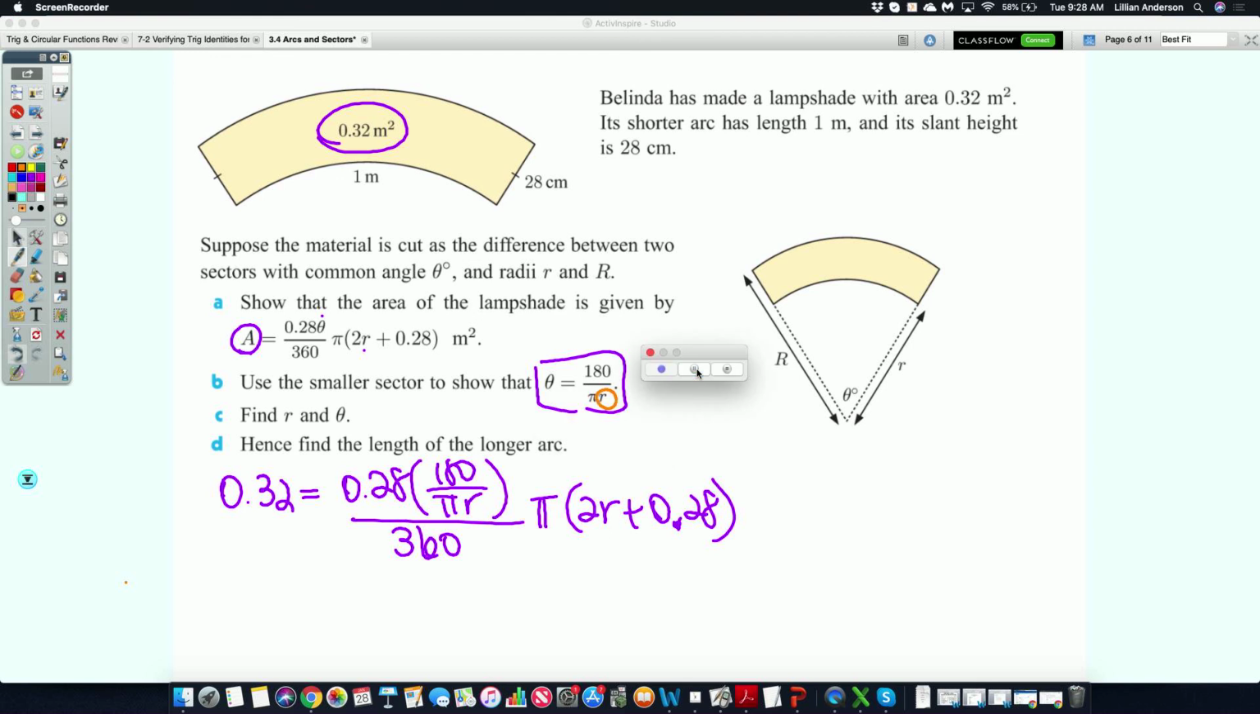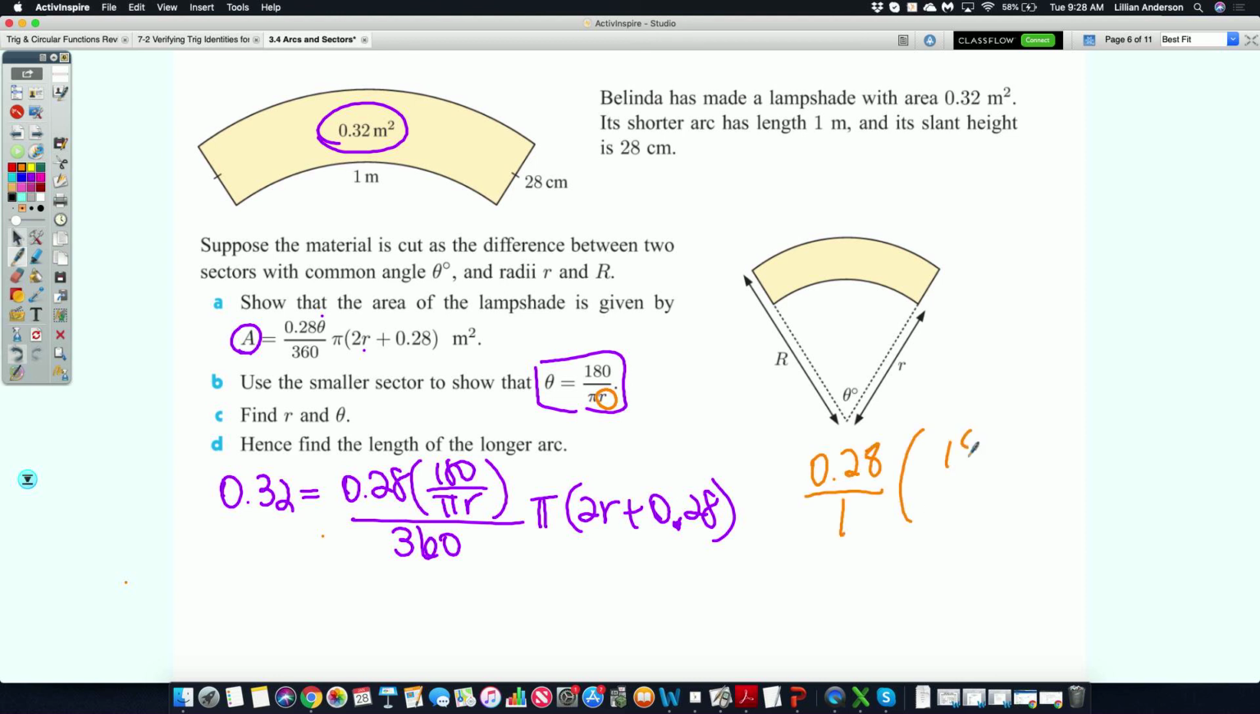So, first off, look at this entire fraction, the big fraction with the divide by 360. All that's being multiplied by pi, and all of that is being multiplied by 2r plus 0.28, okay? Now, I'm going to do this over here and delete it later. You basically have 0.28 over 1 times 180 over pi r times pi over 1 times 2r plus 0.28 over 1. Everybody understands that? Okay? What happened to your pi's? They cancel out.